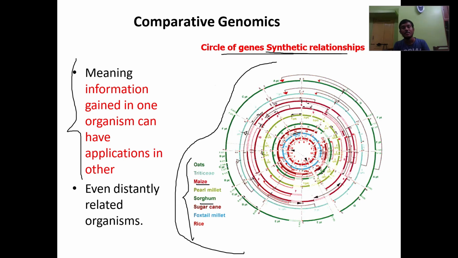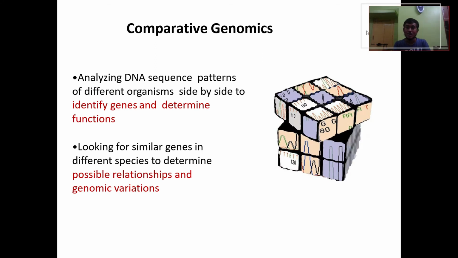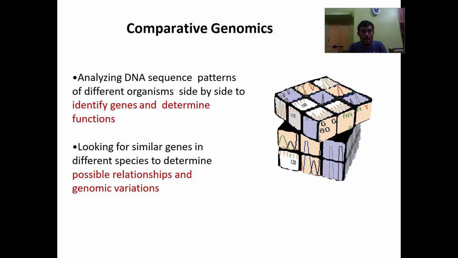So this is how they are trying to find the relationship between different organisms, or different food items you can say, or different cereals and spices, so that it becomes a common point for all of them. Moving on to understand more about this, we analyze DNA sequence patterns of different organisms side by side to identify genes and determine functions.